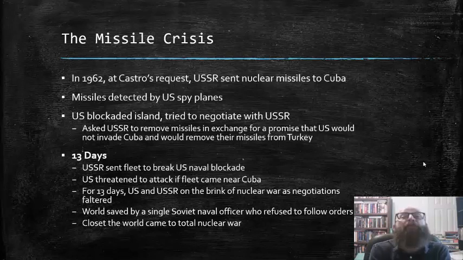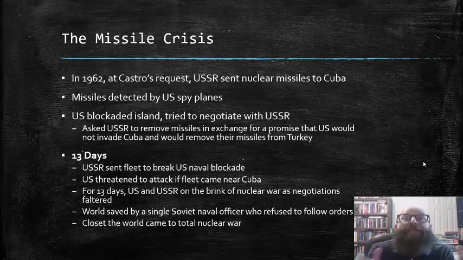They asked the USSR to remove the missiles from Cuba in exchange for a promise that the United States would not invade Cuba, and that the U.S. would remove their missiles from Turkey, which was one of the primary reasons that the Soviet Union desired to have missiles in Cuba in the first place, to counter and balance this threat that they faced from the American missiles in Turkey. This crisis quickly escalated and led to what was known as the 13 Days, where the USSR sent a fleet to break the U.S. naval blockade. And of course, the United States threatened to attack if the USSR fleet came near Cuba.